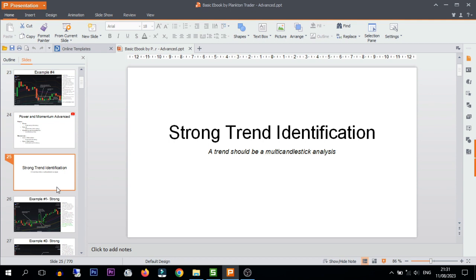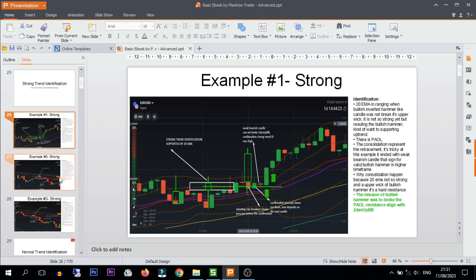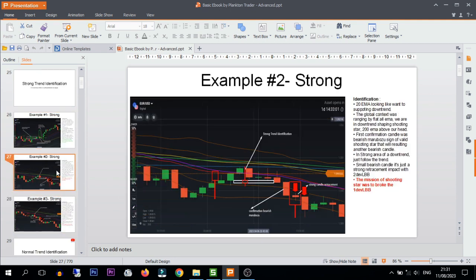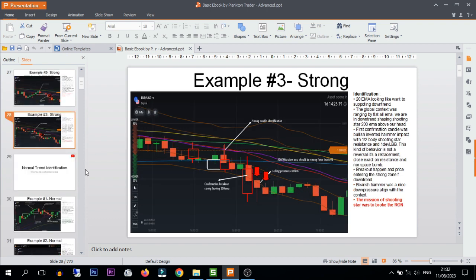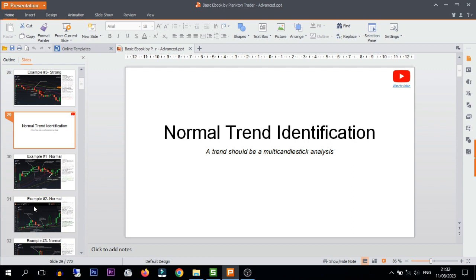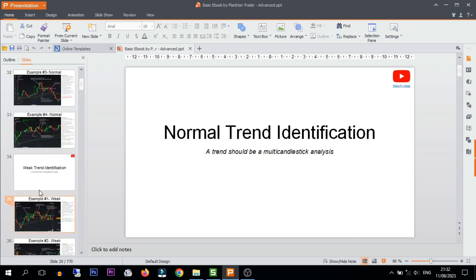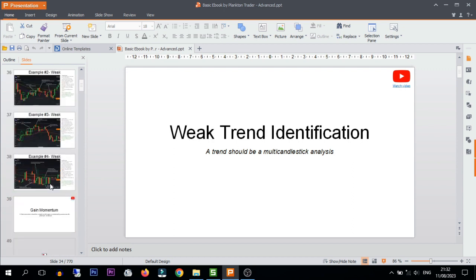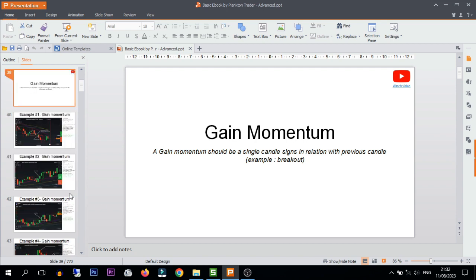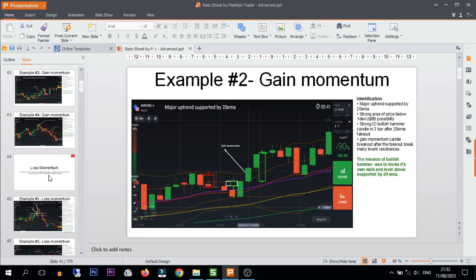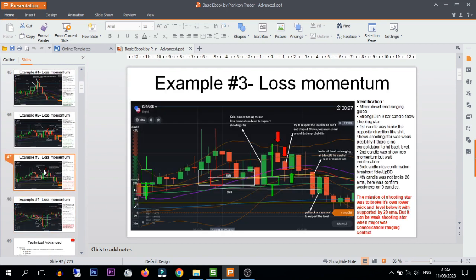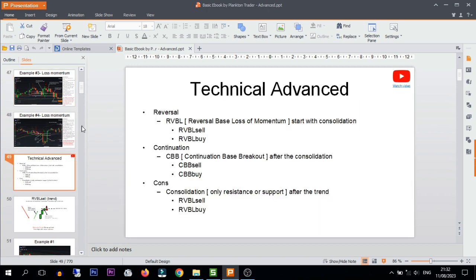So what is a strong trend, with an example here using candlesticks. I explain all of these examples also. So what is a normal trend, what is a weak trend, and then for momentum we have gain momentum with an example, loss momentum with an example, and then we move into the technical part. So that was the global reading.